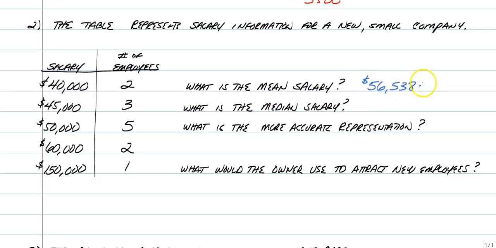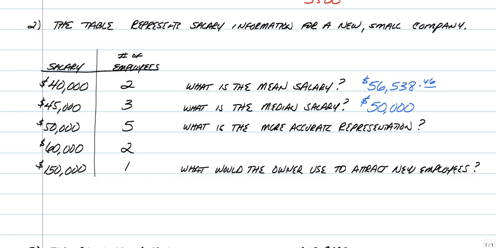538 and approximately 46 cents. That would be the average of all of the employees. Now the median salary is the one in the middle. So that would be $50,000. Now again, you could have listed this all out by hand if you wanted to.